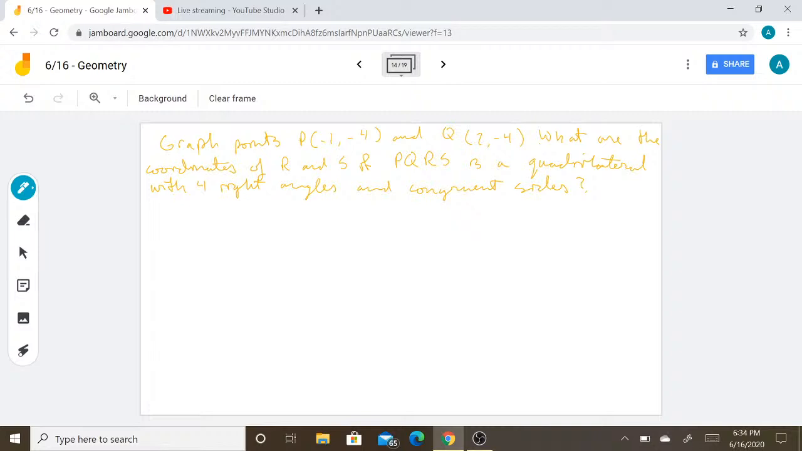This question asks us to graph points P and Q, and it asks for two coordinates of R and S if PQRS is a quadrilateral with 4 right angles and congruent sides. So we can start off by plotting the 2 points that we do know onto the graph. So -1, -4 would be right here, and that's the P coordinate. And Q would be 2, -4, so it would be right here.